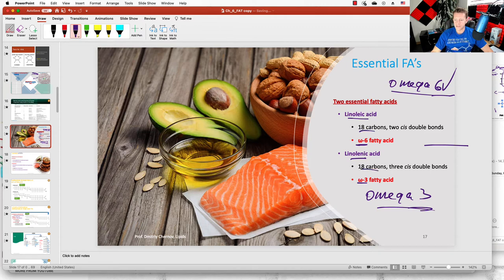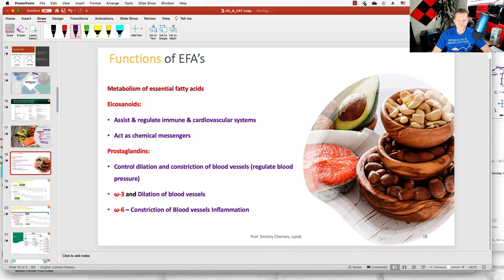18 carbons, cis double bond, which is good, not a trans fat. So remember, omega-3 and omega-6. We call those omega-3 and omega-6 essential fatty acids. Like there are essential proteins, or essential amino acids, same thing with essential fatty acids.